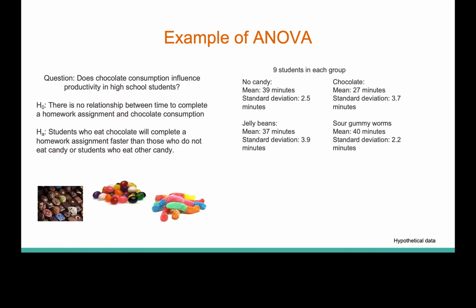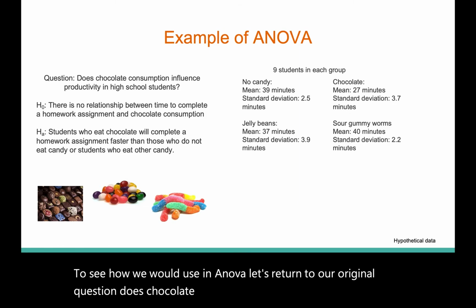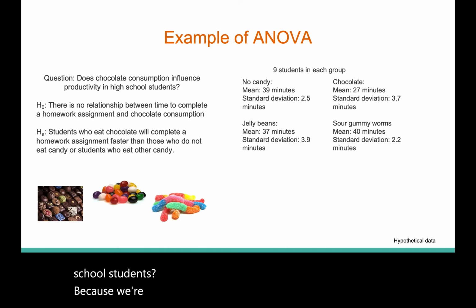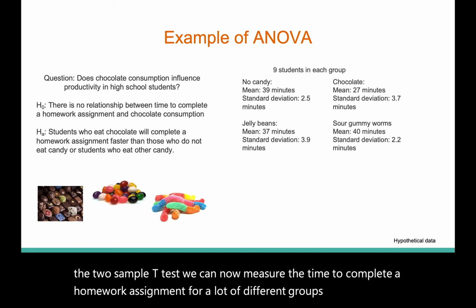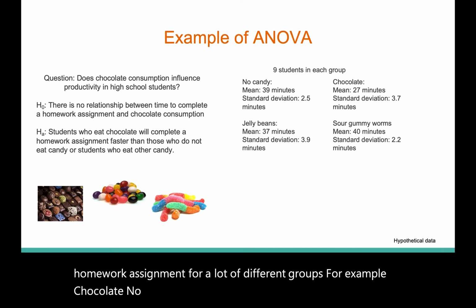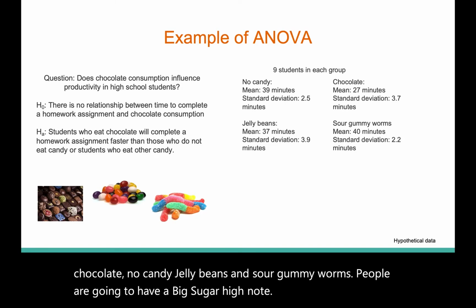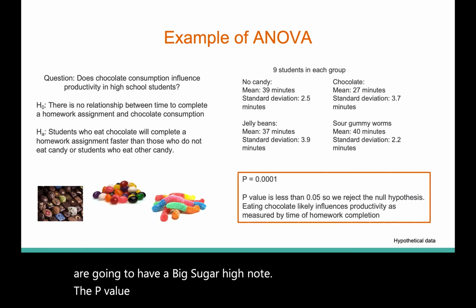To see how we would use an ANOVA, let's return to our original question. Does chocolate consumption affect productivity in high school students? Because we are no longer limited to 2 groups like we were with the two-sample t-test, we can now measure the time to complete a homework assignment for a lot of different groups. For example, chocolate, no candy, jelly beans, and sour gummy worms. People are going to have a big sugar high now. The p-value is 0.0001, which is less than 0.05.